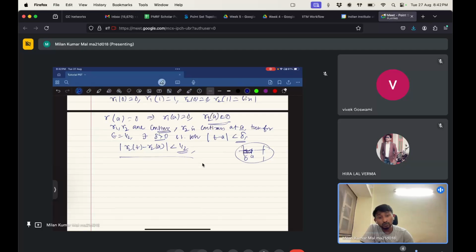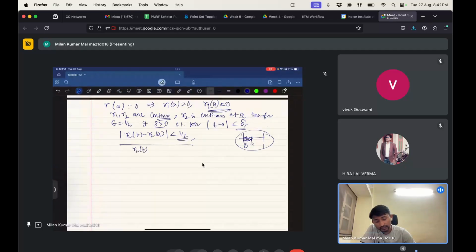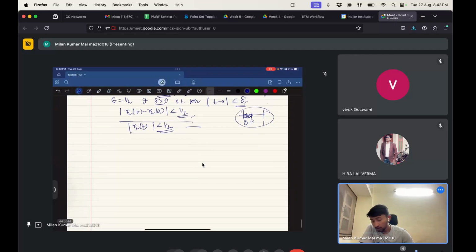But gamma 2 of A is actually 0. That is what we have seen. That means the modulus of gamma 2 of t is less than 1 by 2. That is one fact that is there. I will not touch this one.